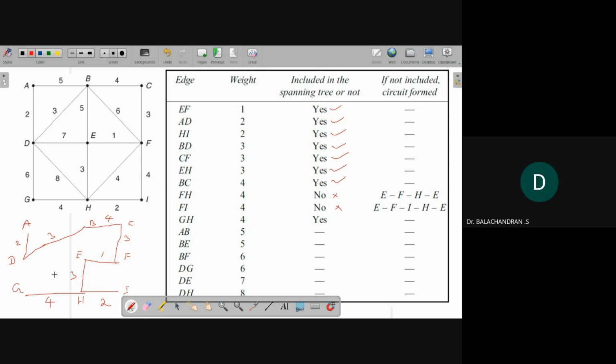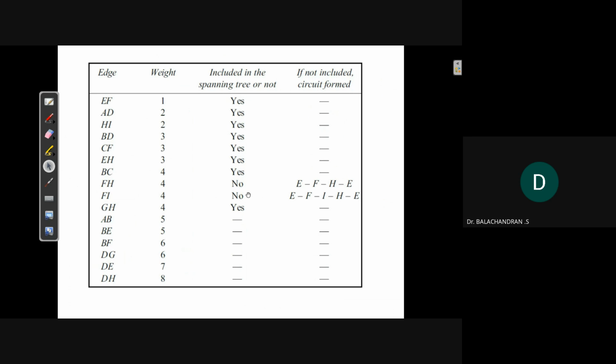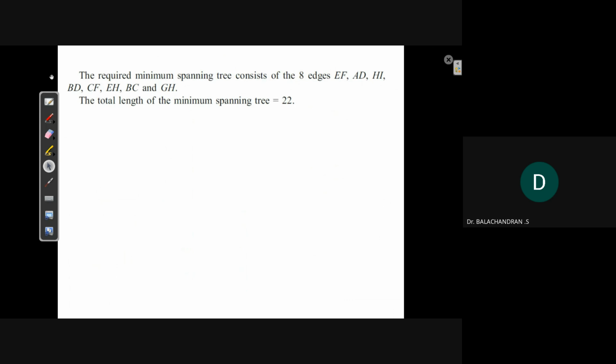The total weight: 2 plus 3, 5, 5 plus 4, 9, 9 plus 3, 12, 12 plus 1, 13, 13 plus 3, 16, plus 4, 20, 22. So I'll check the answer, 22. So yes, 22. And I should write the required minimum spanning tree consists of 8 edges.